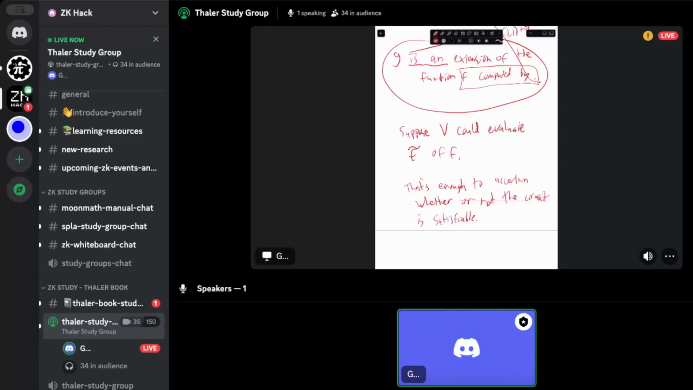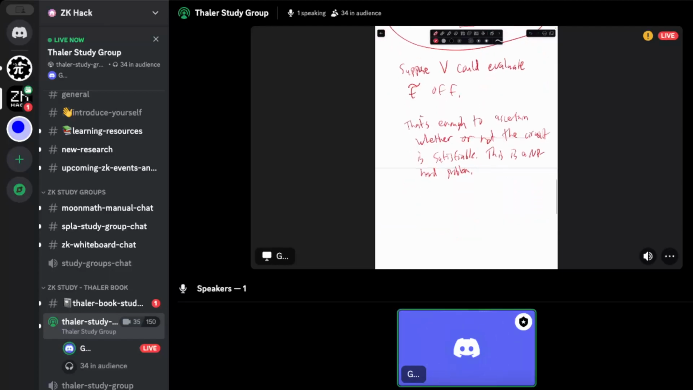We think this is an NP-hard problem. What I'm saying is that evaluating multilinear extensions really, really quickly is powerful enough, is as hard as solving circuit SAT. And why is this?